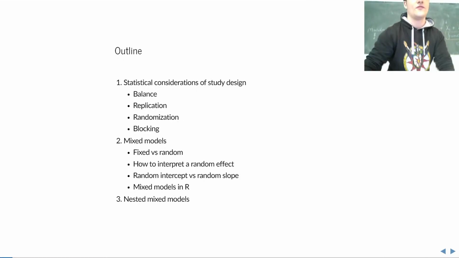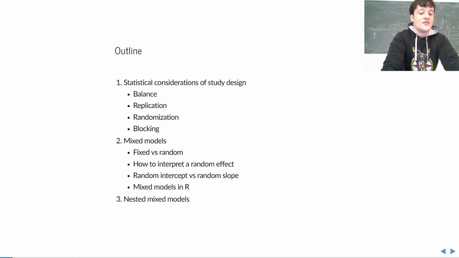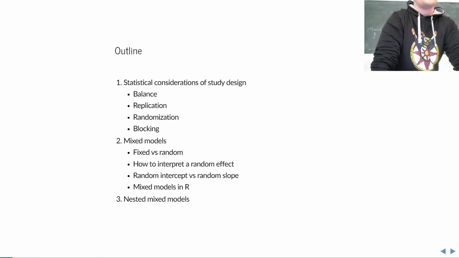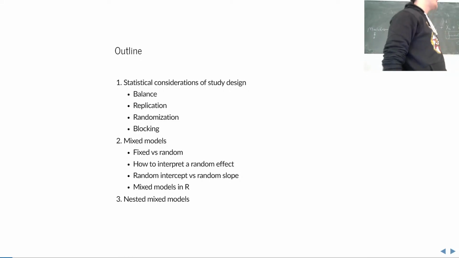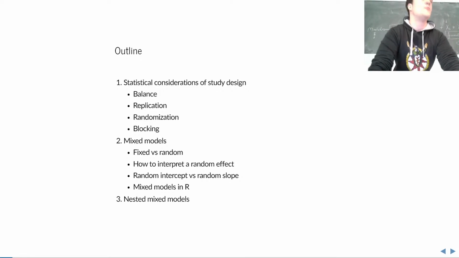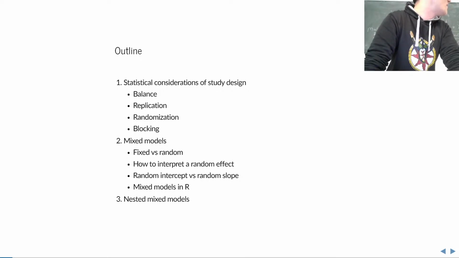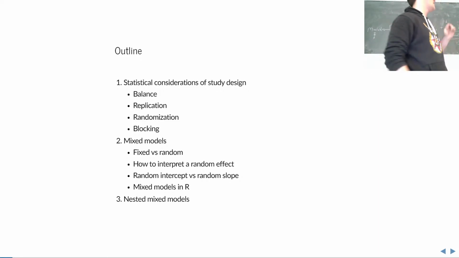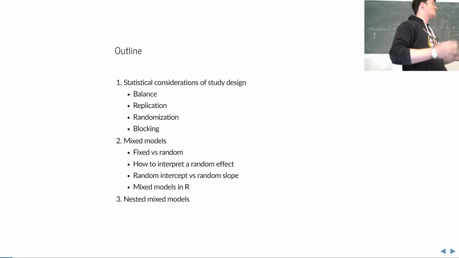Okay, so first I'll talk about balance, replication, randomization, and blocking. I already talked about replication and randomization in the first lecture, but I'll just recapitulate it because it has relevance to the second part, which is where I'll explain mixed models. Now, the important thing to remember is the difference between a fixed and a random effect. So I will go into some depth on how you can interpret a random effect and how you can identify what is a random effect in your study.